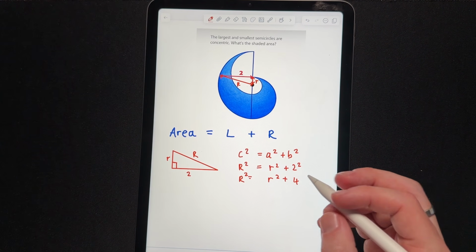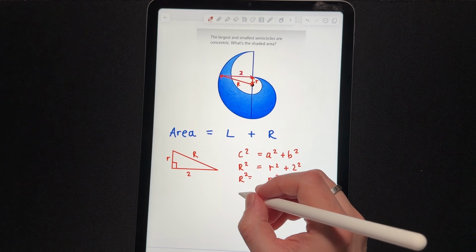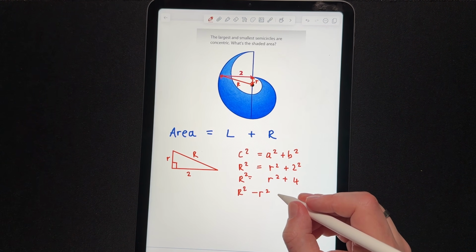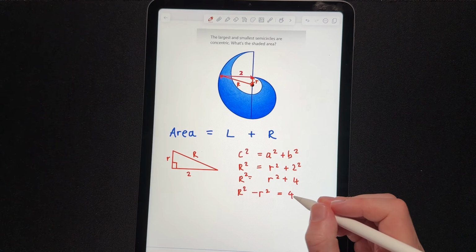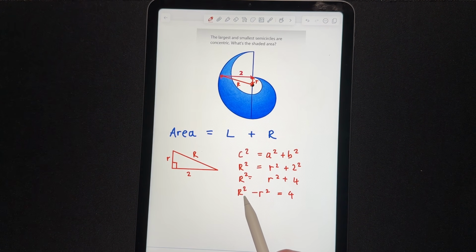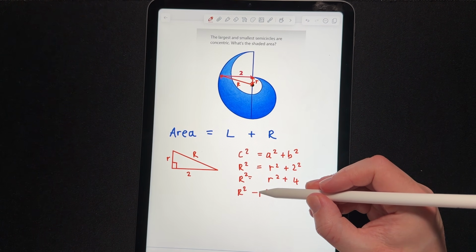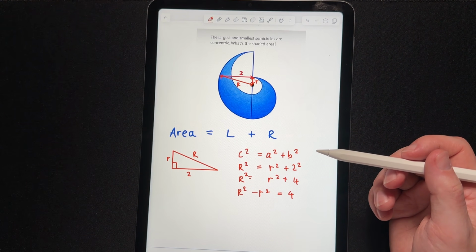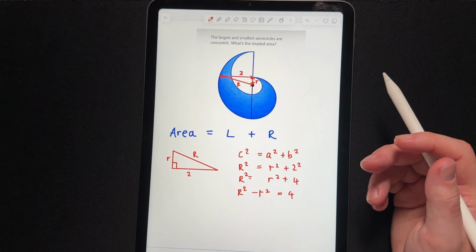We want capital R squared and little r squared in terms of 4. Now we can do that by subtracting r squared from both sides, and that gives us capital R squared minus little r squared is equal to 4. So we have some sort of formula to work with. But what can we do with that? Well, let's take a look.